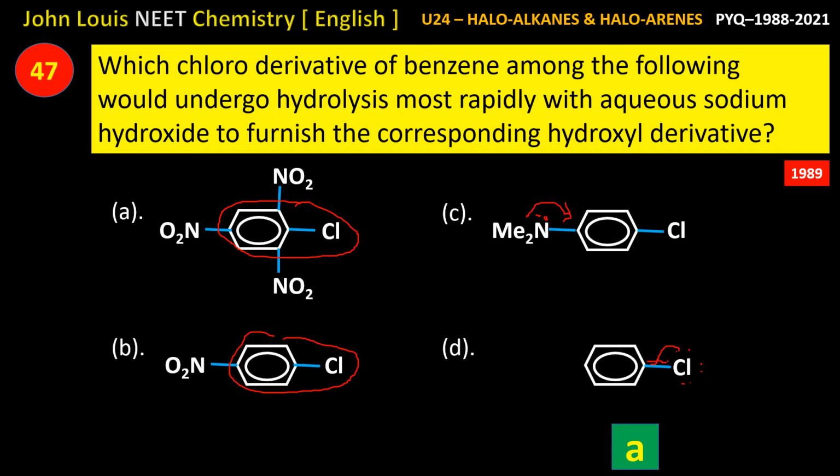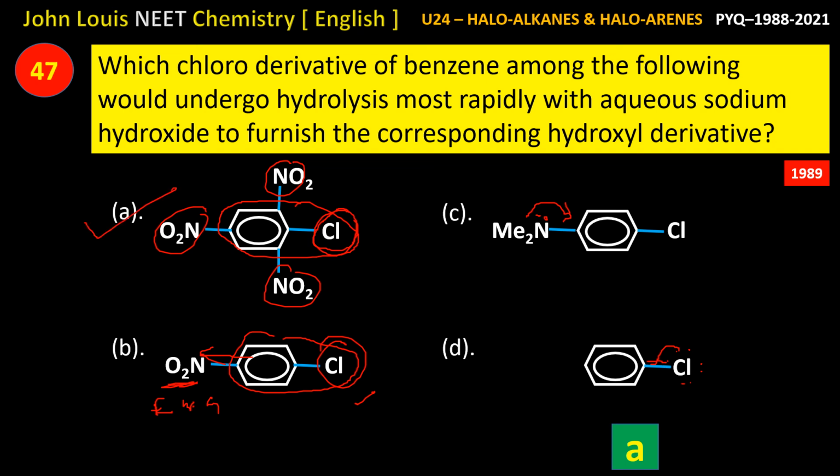But if you take option B, here there is a nitro group, NO2 group. Nitro group is an electron withdrawing group. Therefore, it withdraws electrons from benzene, making this chlorine more active. Therefore, it can easily undergo hydrolysis. So this could be one of the answers. But if you take option A, there are 3 nitro groups, 2 in the ortho position and 1 in the para position. All of them are electron withdrawing groups, so it makes the chlorine more active. Therefore, this can be substituted very easily compared to option B. Therefore, option A is the correct one.